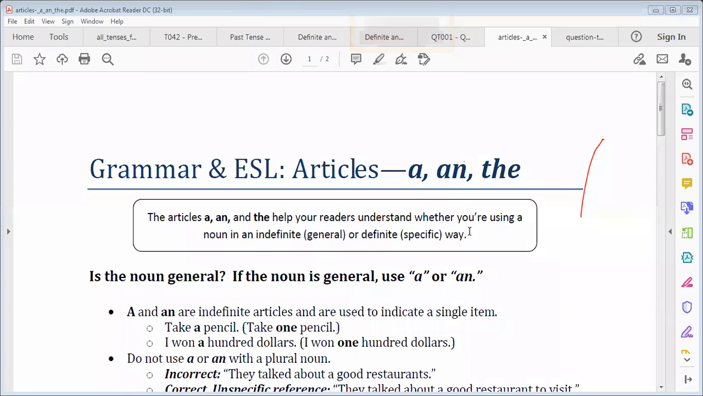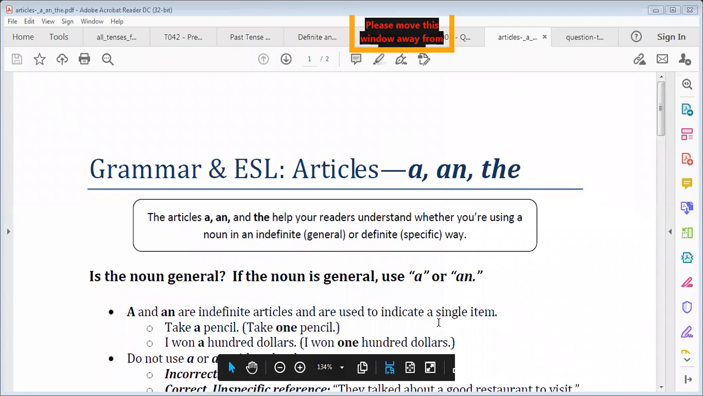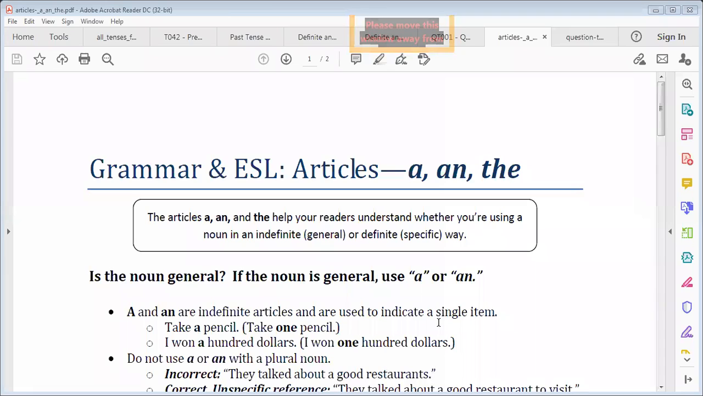Okay, let's read the rules for the articles. A and the, where to use which article. Okay, we'll read the rules. Yes, Sakshi, correct. And yes, with let's, if the sentence starts with let's, we are going to use shall we. Correct.